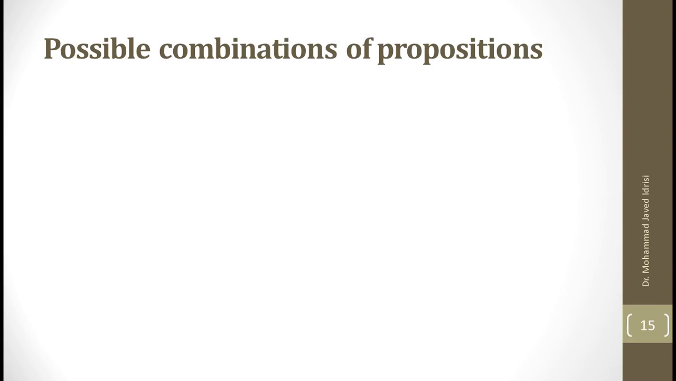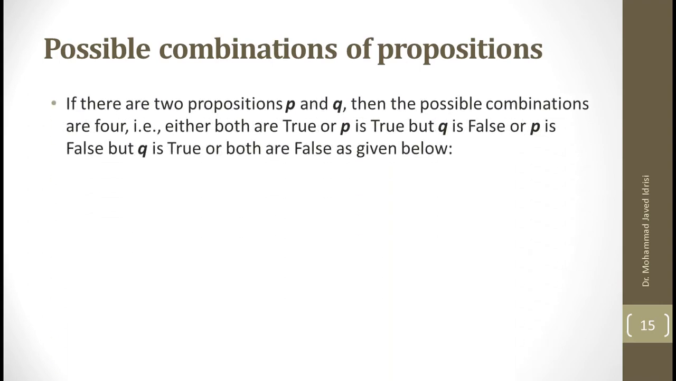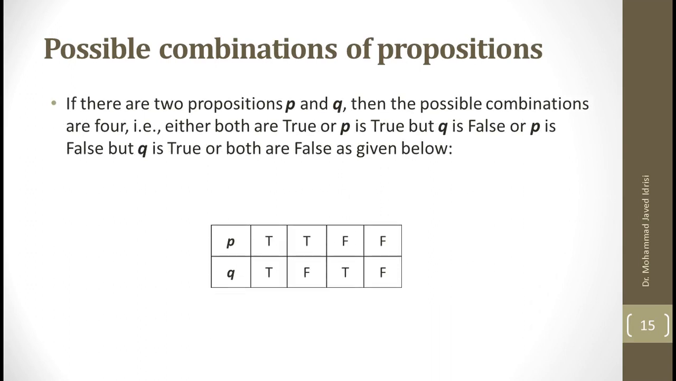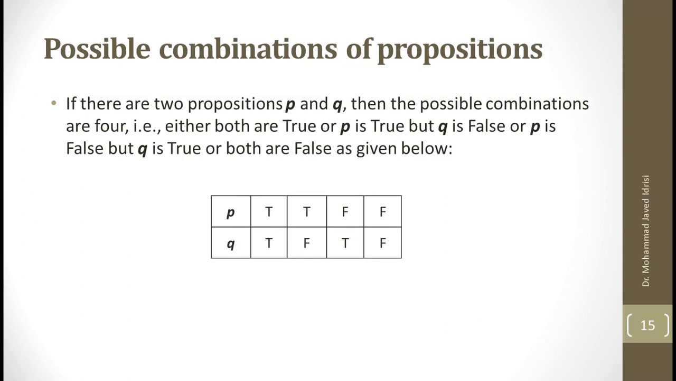Now, possible combinations of propositions. If we have two propositions P and Q, then the possible combinations are 4. Either both P and Q are true, P is true but Q is false, or P is false, Q is true, or both are false.